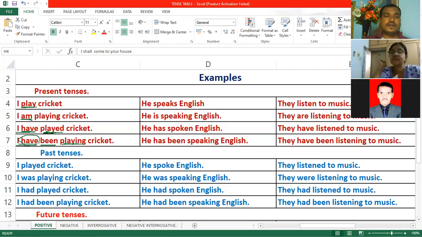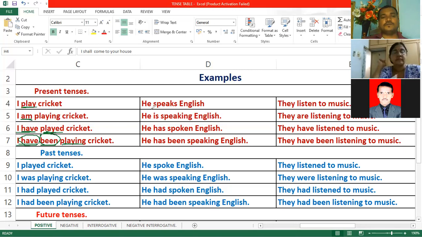Been is also a helping verb, but it is used only in the perfect continuous. So I have been playing cricket.